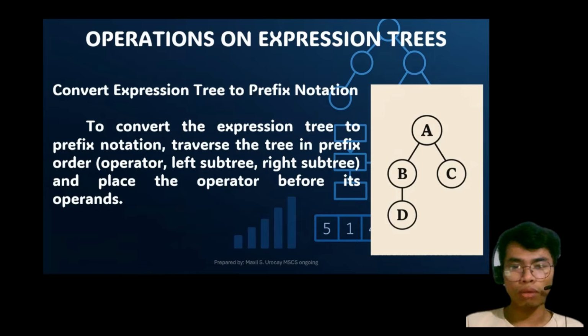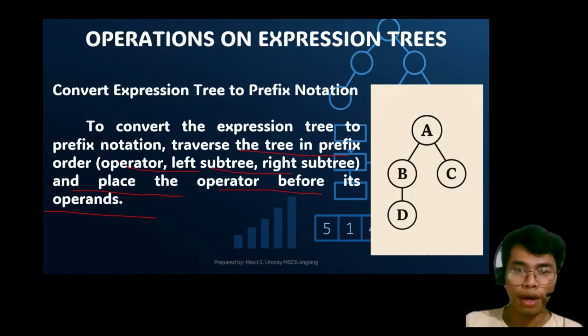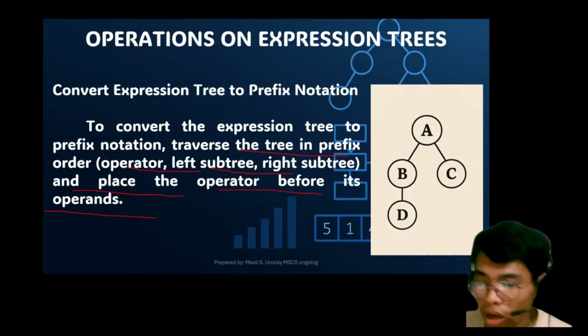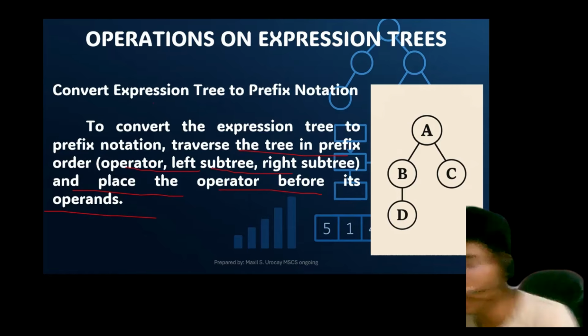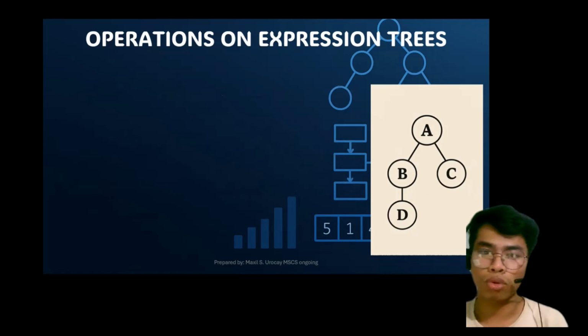So this is the conversion that we'll identify later on. To convert the expression tree to prefix expression, traverse the tree in prefix order: operator, left subtree, right subtree, and place the operator before its operands. Since we're working with the prefix operation, we will begin with the highest precedence and then go to the lowest precedence, and the lowest precedence will be the topmost in our tree.